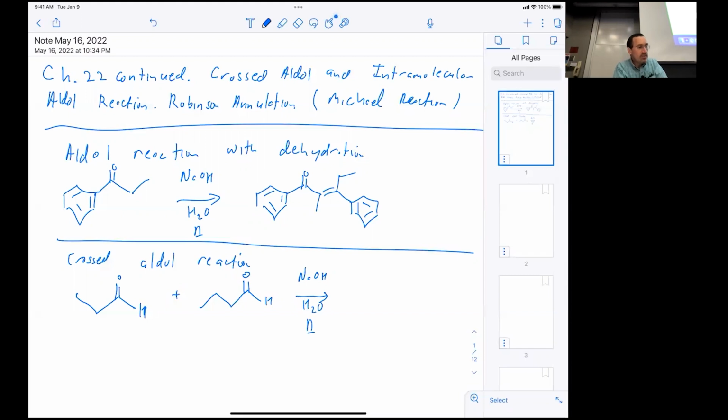Now, by way of analogy, you'd say, oh, this is going to be very confusing. These molecules could come together in four possible combinations. In other words, we could have propionaldehyde generating an enolate and reacting with butanal. We could have butanal generating an enolate reacting with propanal. We could have propanal generating an enolate and reacting with itself. We could have butanal generating an enolate and reacting with itself. So in other words, we would end up with a mixture of products. And I'll just point out for your notes, four ways of coming together.